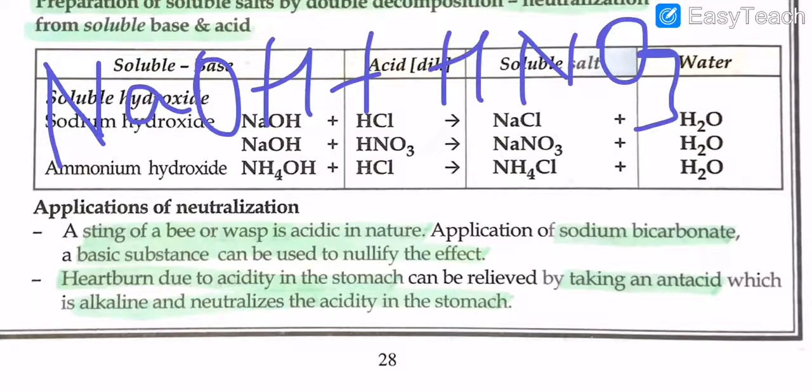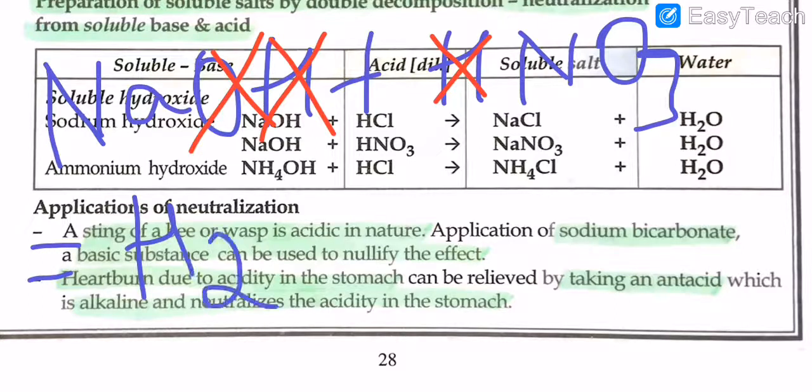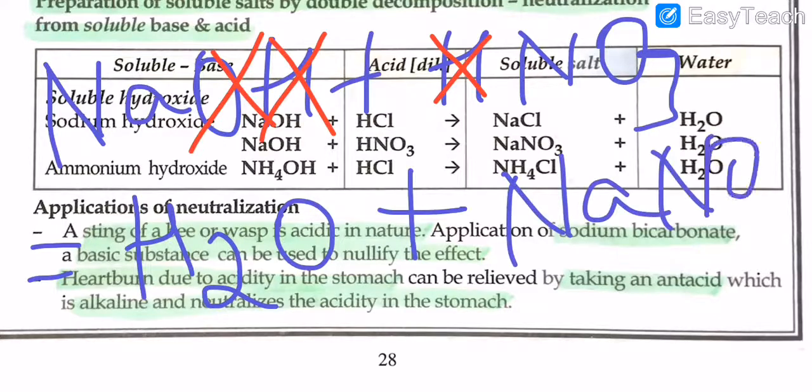So what did I say? Always look out for H2O first because that'll be the easiest of all. So 2 hydrogens you can clearly see over here, that's 1 and 2, so that's gone, and 1 oxygen. So what do you get? You get H2O plus... what's left? Na plus NO3 is left. So NaNO3. Perfect.